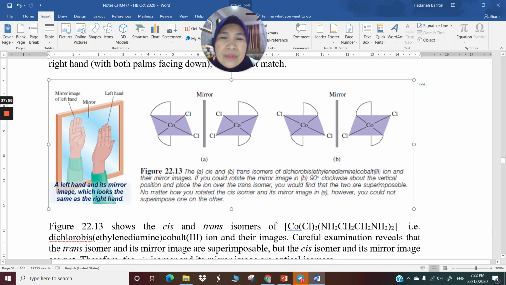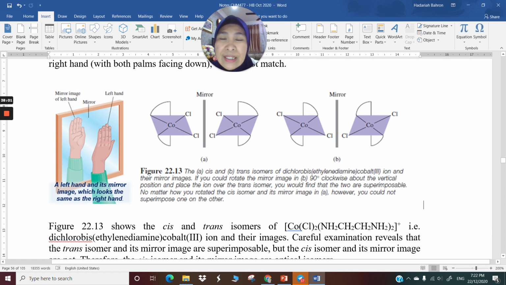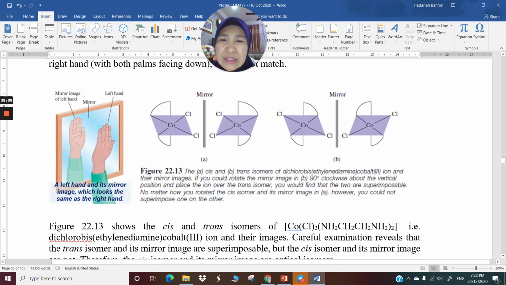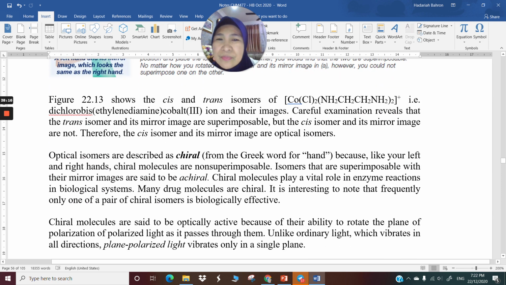I'll try to find a video for you to watch about this. I think it's better for you to go and find a video on YouTube about optical isomerism and how these two cannot be superimposed on one another. Then you will understand this topic better.